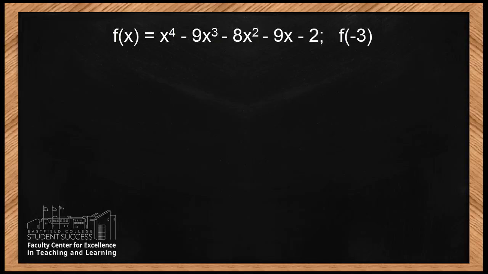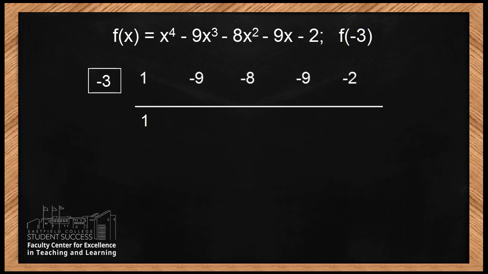Remember that synthetic division is a shorthand notation of how to divide a polynomial function by another polynomial function. When you use synthetic division in this type of problem, take your x, which is given to us to be negative 3. Do not change the sign of a negative 3. Keep it as negative 3. This is what it's going to look like. Use all of the coefficients, including a constant, for the function. So the coefficients are 1, negative 9, negative 8, negative 9, and the constant is negative 2.